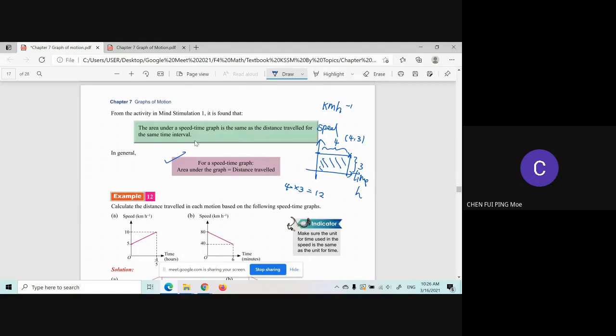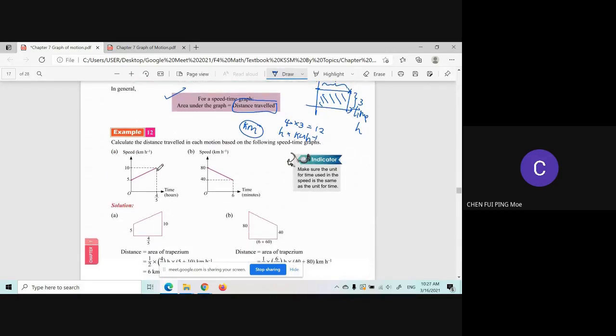So what actually is this 12? If I follow the unit, 4 is x, meaning in terms of hours, multiplied by 3, which is kilometer per hour. So kilometer per hour. So this one I will get in terms of km. Hour to the power of 1 minus 1, so hour is gone. So I'll get in terms of km. So that's why, for the area under the graph, we will get the distance traveled on the speed time graph. Is that clear? So just memorize: the area under the straight line is the distance traveled.